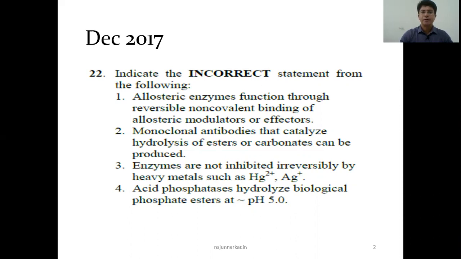Allosteric enzymes function through reversible non-covalent binding of allosteric modulators or effectors. Monoclonal antibodies that catalyze hydrolysis of esters or carbonates can be produced. Enzymes are not inhibited irreversibly by heavy metals such as Hg+2 or Ag+ ions. Acid phosphatases hydrolyze biological phosphate esters at approximate pH 5.